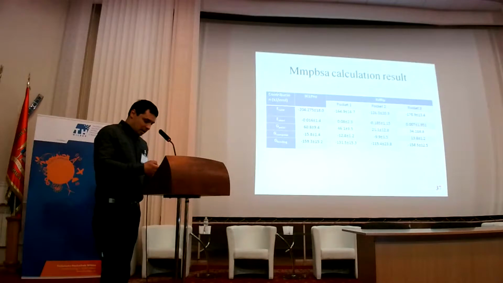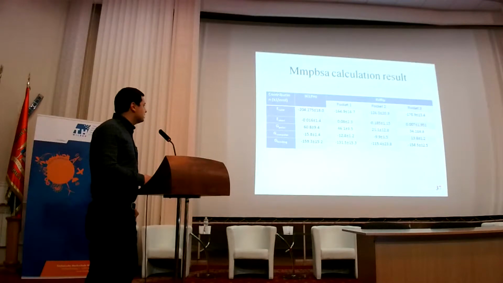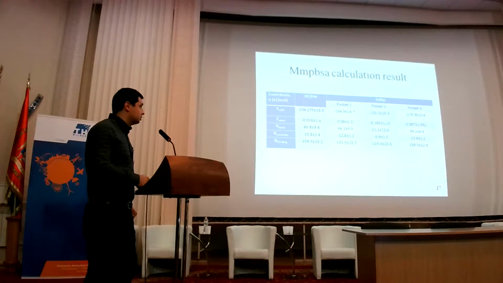And according to this table, we can say that the advanced energy has the main impact on our interaction, and electrostatic, polar and non-polar energy actually are close to null, or null, or even bigger than null. And actually that means that they have a negative impact for complex formation.